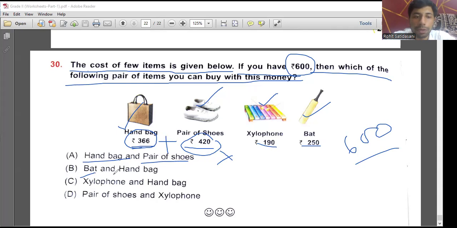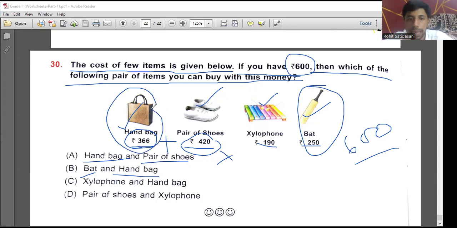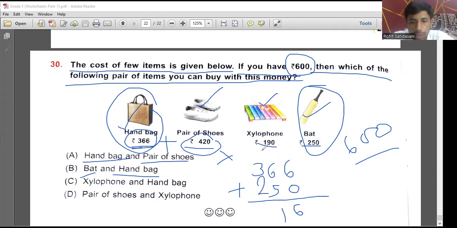Then, can you buy a bat with a handbag? A bat is 250 with a 366 handbag. Okay, if you face a problem in estimating, then you can add also like this. If I add a bat's amount with handbag, so it is like 6, 1, and 6. All right, 616, which is not possible because we have only 600 as a budget, right?